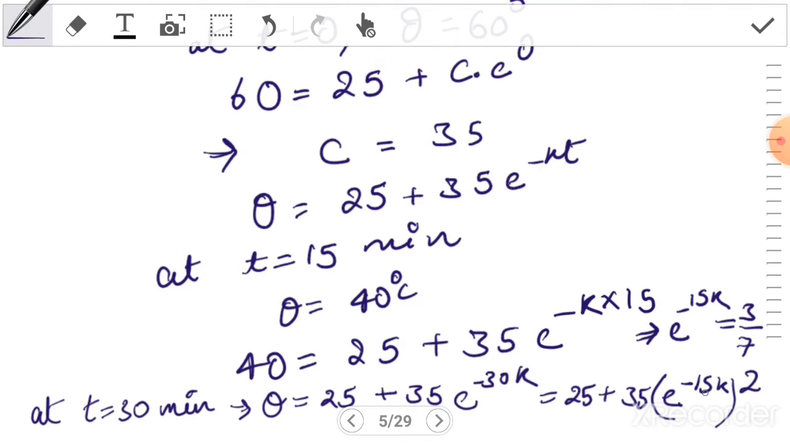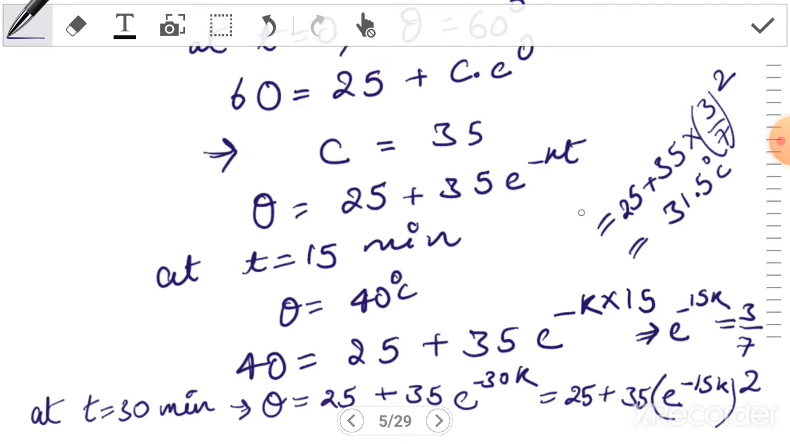Now this can be replaced by 3 by 7. So 3 by 7, which will give 25 plus 35 times 3 by 7 whole square. And if you calculate this, this will result in 31.5 degrees Celsius.